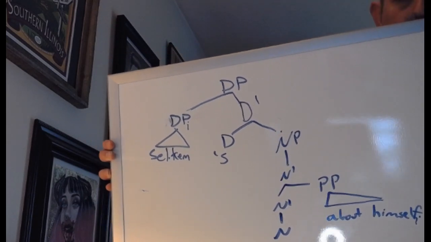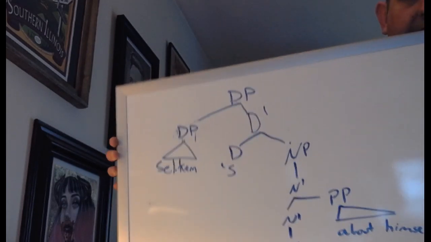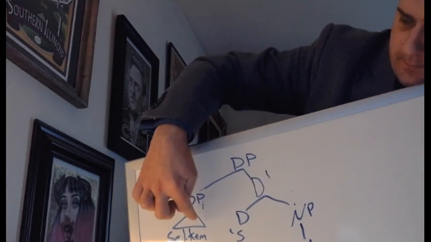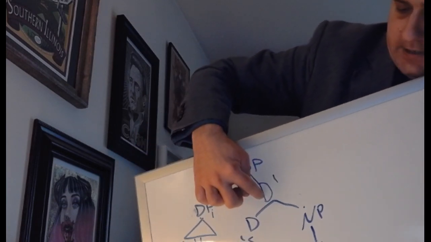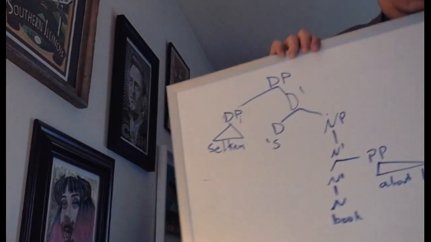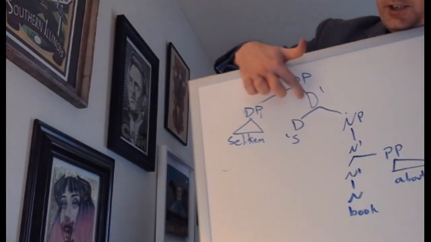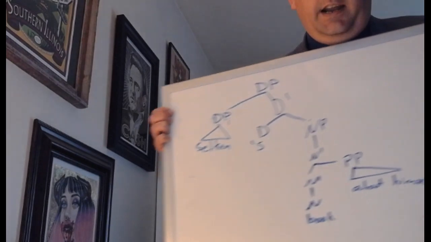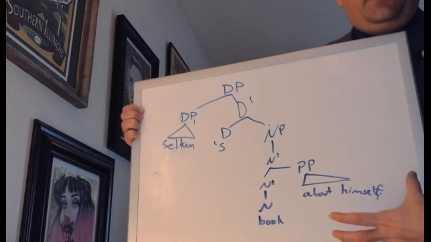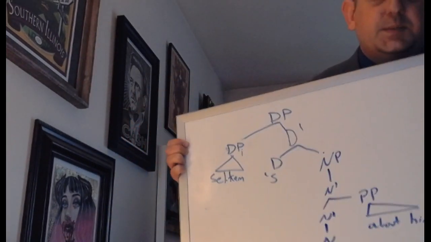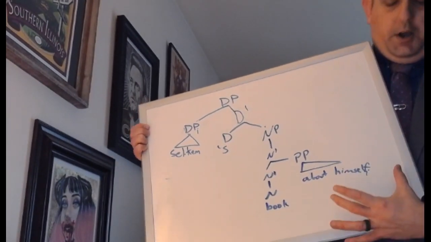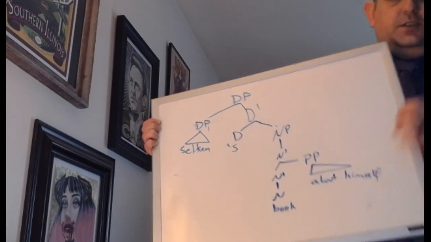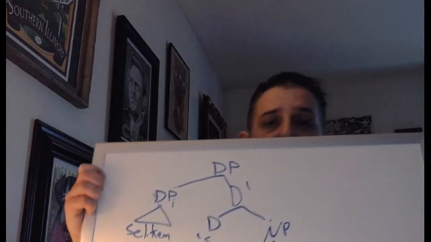Because now the DP containing Selicum C-commands, if we go up the tree, himself. It is in a sisterhood relationship with the D bar, and then that D bar dominates everything down this way. So himself is properly bound and co-indexed. So for this sentence, we get the right prediction from this structure, which is great. That's exactly what we want.